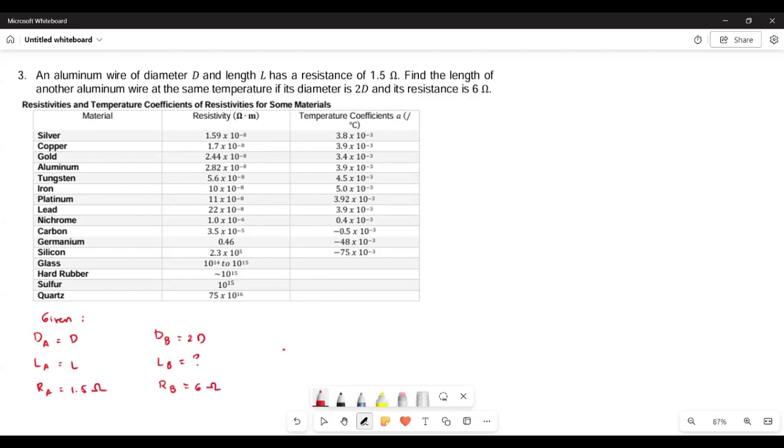Ayan. So since same lang naman ang temperature niyan, therefore, ito kasi yung aluminum eh, itong value ng resistivity o yung ating rho is parehas lang dito sa wire A and wire B. So we could just say na resistivity of aluminum wire A is equal to resistivity of aluminum wire B. Balik tayo sa formula ng resistance. So R is equal to resistivity times length over area.